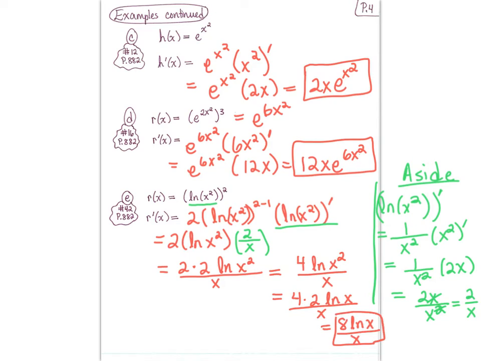Now, if you're questioning how in the heck are you able to get from here to here, remember your rules from logarithms that says if you have the natural log of x to the r, it is equal to r natural log of x. That's the rule that we applied going from here to here.